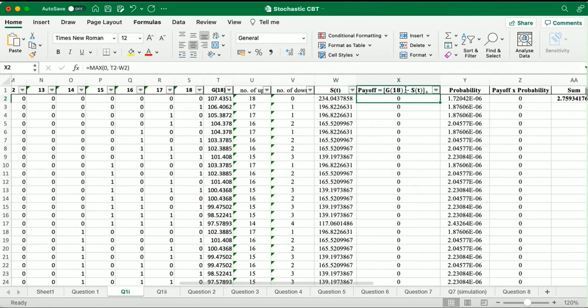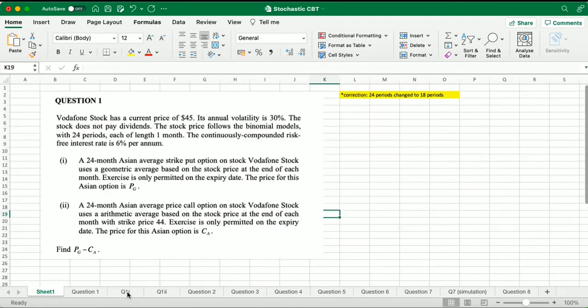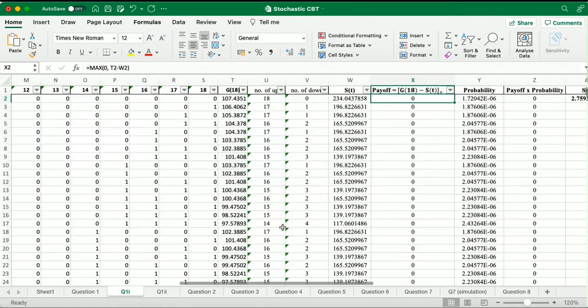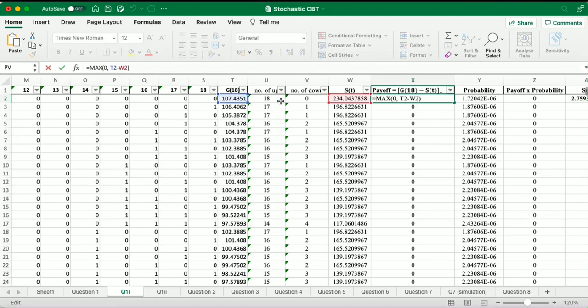Then we apply this formula to calculate the payoff. For the first sub-question, it's an Asian average strike put option, so the payoff is the geometric average minus the stock price. The geometric average acts as the K, which is calculated in the output from Python. So we apply this formula where there would be a payoff value larger than 0 only when the geometric average is larger than the stock price. If the geometric average value is less than the stock price, then the payoff would be 0.